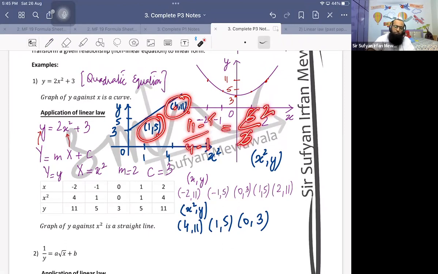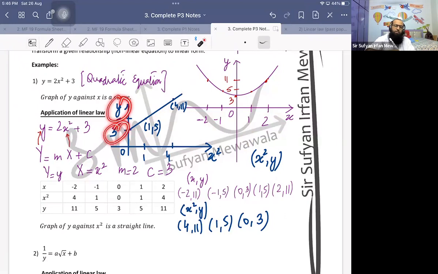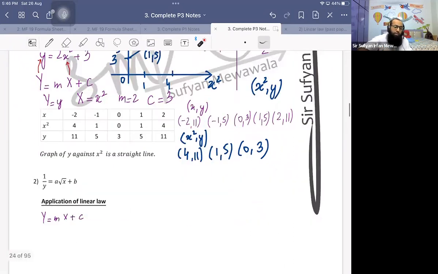Just check: if we plot x square comma y, then using any 2 points to find the gradient will definitely give 2. And as we are already seeing, the y-intercept is 3. Because there is a y on the vertical axis, we call it y-intercept. If there is something other than y on the vertical axis, we just say intercept, and we name the intercept according to the variable on the vertical axis.